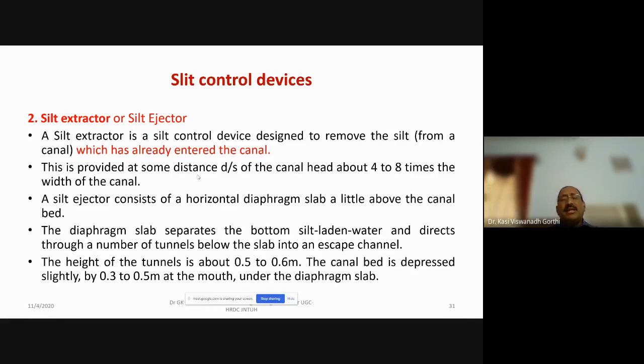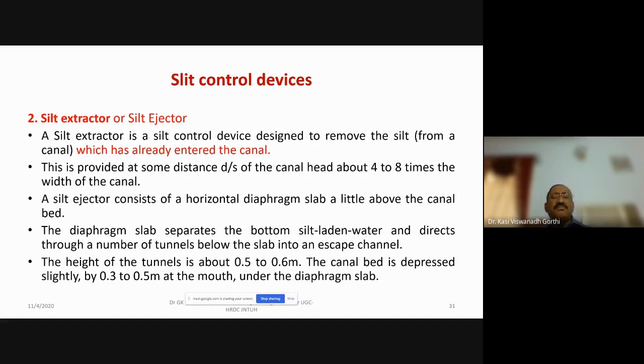Upstream of the canal head regulator, we have another type of silt control device. At the downstream portion, the silt ejector will be provided, which is about 4 to 8 times the width of the canal. The silt ejector consists of a horizontal diaphragm slab a little above the canal bed.